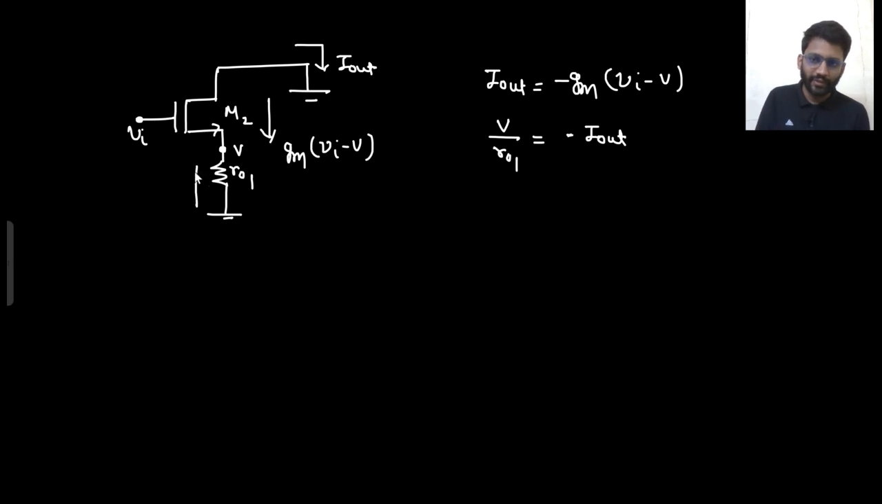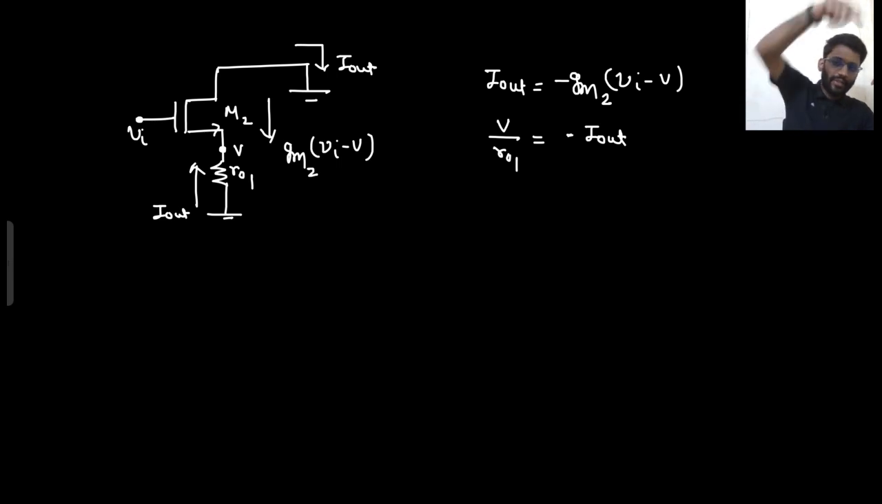This I out current is flowing this way. I am assuming that my R02 is very high. This is my GM2. I am assuming my R02 is very high. This R02 is not eating up any current. Because if I take R02 into account, what will happen? This I out will not be equal to minus GM2 (V in minus V), because here there will be R02. So that will also eat up some current. So let's forget about that. We will write down the approximate formula. So I am assuming R02 is very high.